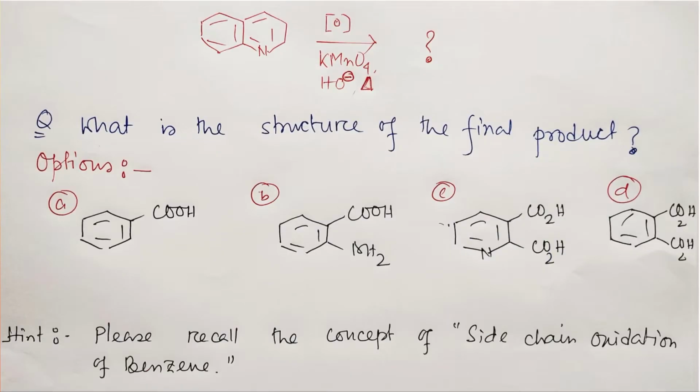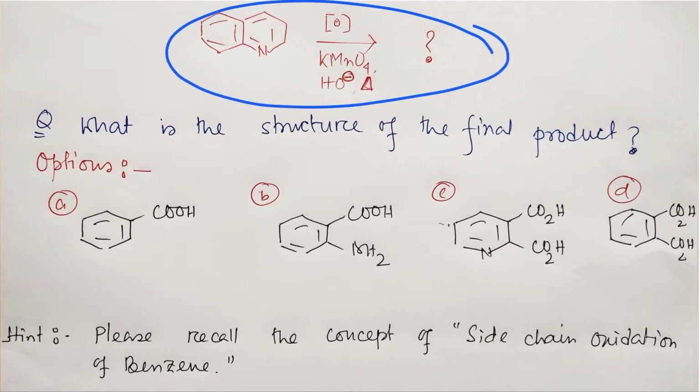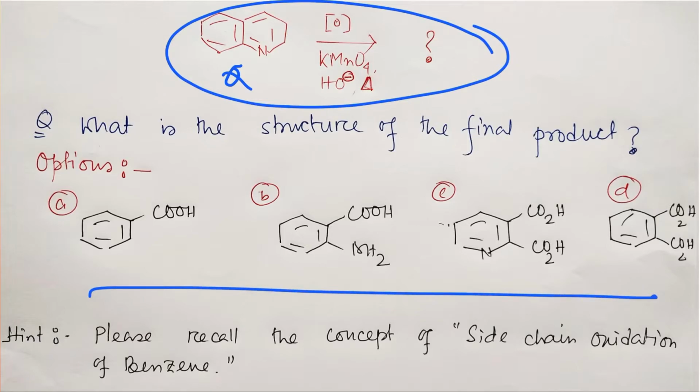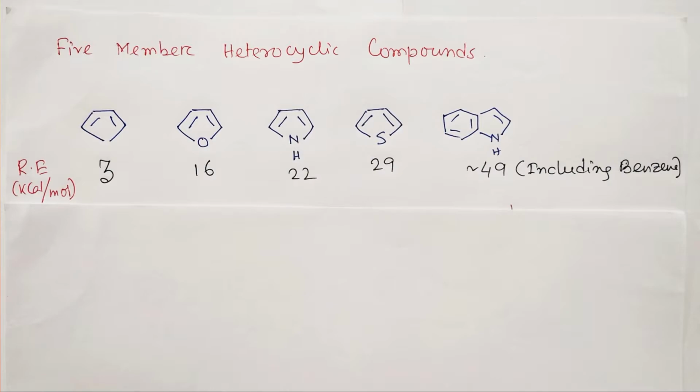Okay, now based on that, I am giving one MCQ. Oxidation of this is actually quinoline. So what is the product? Four options are given, and one hint is also given. I expect that you will pause and try this question. I shall give the answer at the end. So now let's continue our discussion.